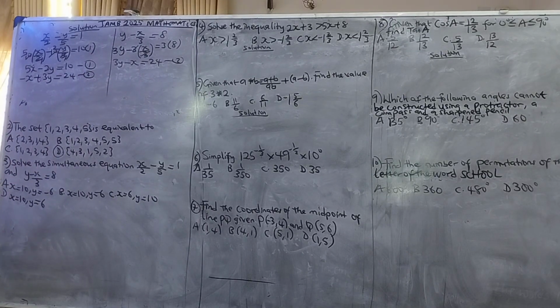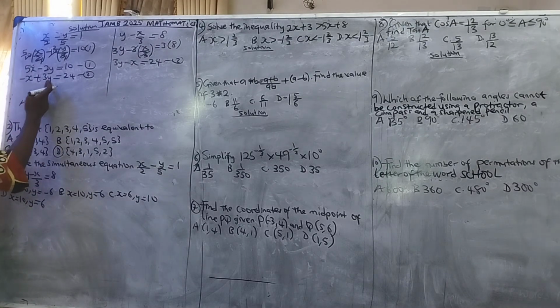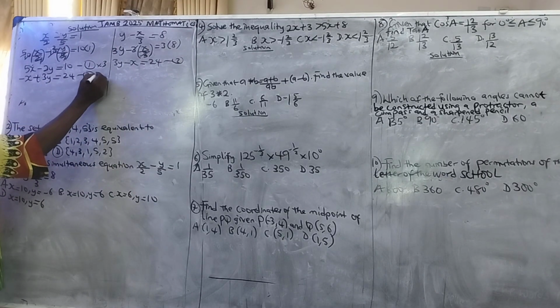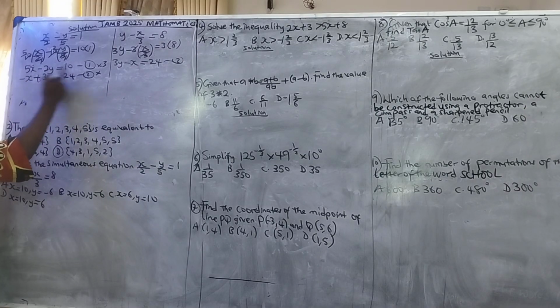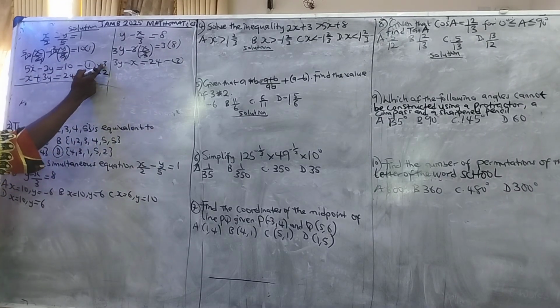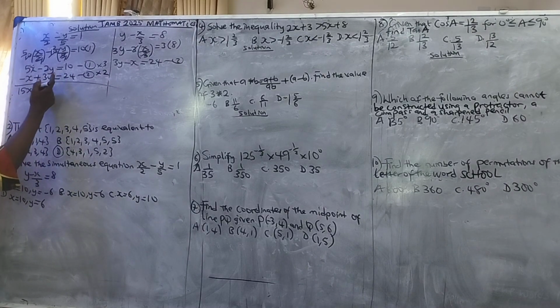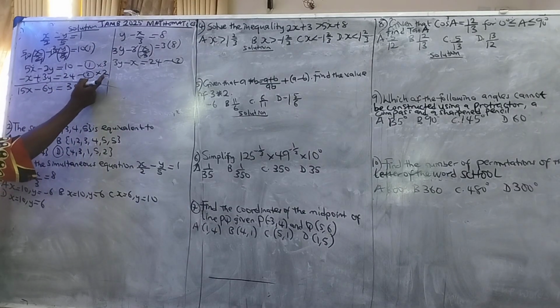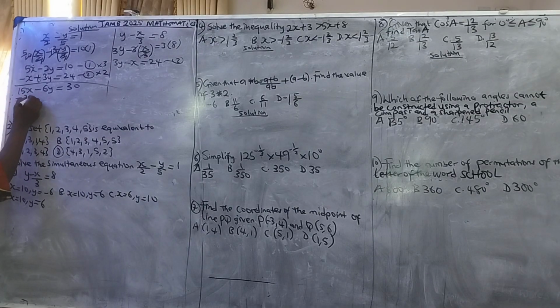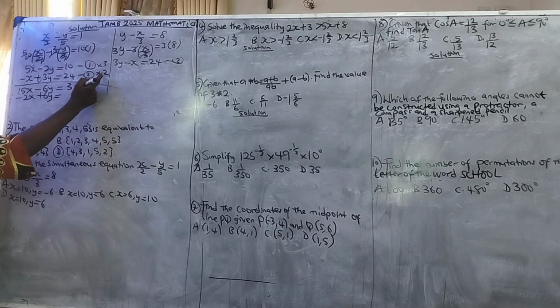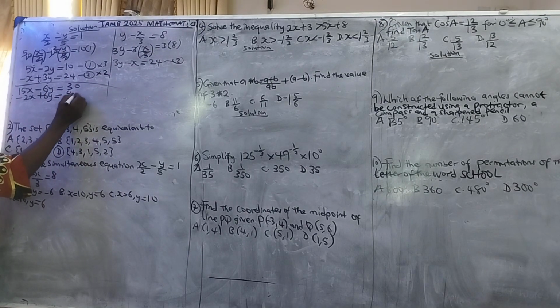So what do you want to use? You can use any of the methods. Let's use elimination. I want to eliminate y. So you multiply equation 1 with the coefficient of y, which is 3. And multiply equation 2 with the coefficient of y, which is 2. So let's go. We have 3 times 5x is 15x. 3 times minus 2y is minus 6y. Is equal to 3 times 10 is 30. 2 times minus x is minus 2x. 2 times 3y is plus 6y is equal to 2 times 24 should give us 48.